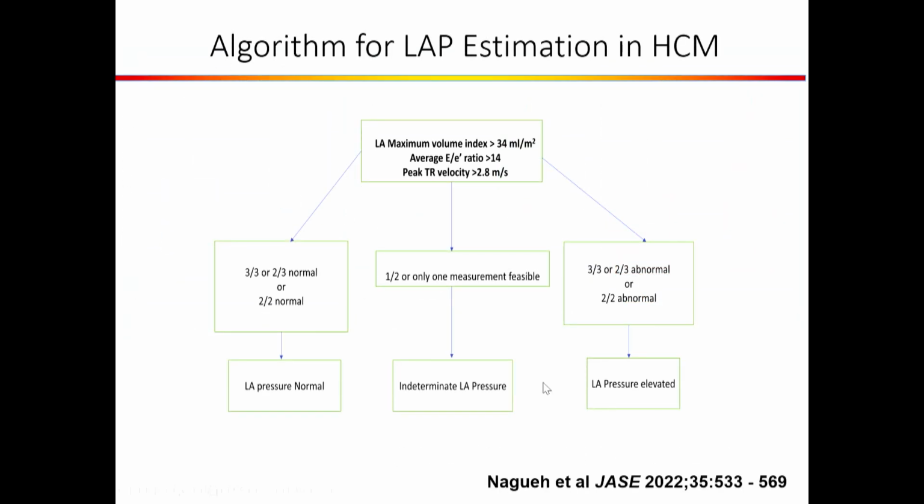This is taken from the 2022 guidelines. It starts the recommendations with atrial volumes, E to E prime ratio, and peak TR velocity. And if the totality of the evidence here, the majority of the evidence here is abnormal, it favors LA pressure elevation. If the majority of the evidence is not, then pressure is normal. There is an indeterminate possibility for left atrial pressure.